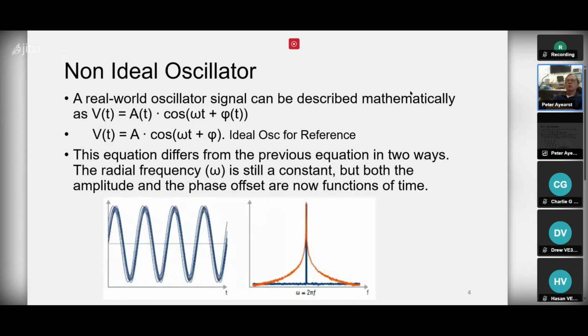So with the non-ideal or real world, there's the equation for that. Basically it's the same equation, except now both the amplitude and the phase offset are a function of time. And you can see the results of that, where you can see the jittering in the sine wave. And then in the frequency domain, you can see the skirts have now spread all out.